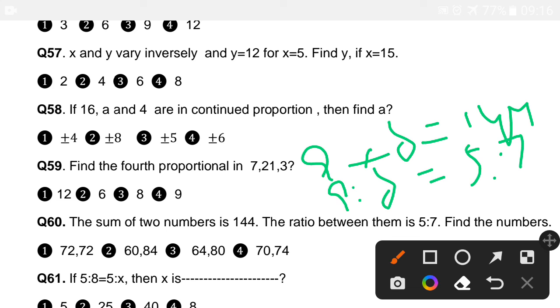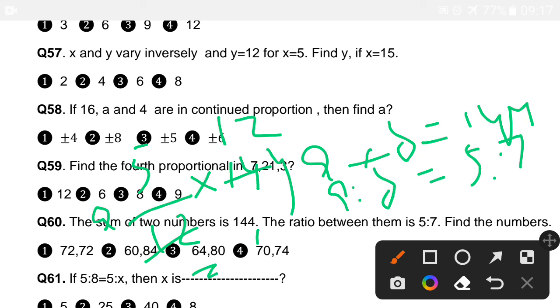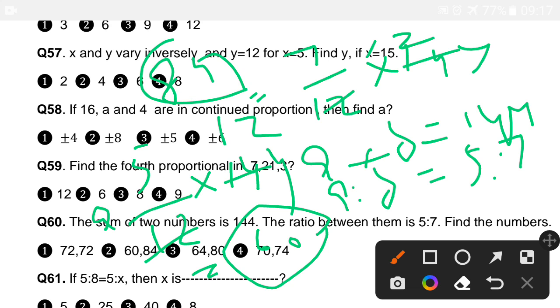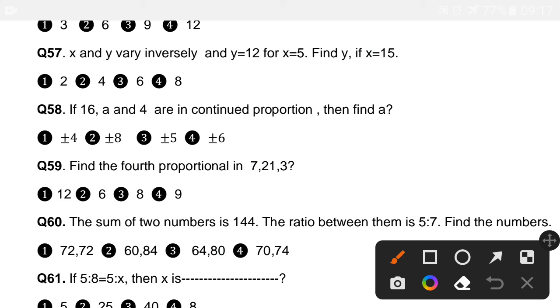So the sum of the ratio is 5 plus 7, which is 12. So the first number will be 5 by 12 into 144. So 12 twelves are 144, so we get 60. So one number is 60, and the other number can be found by 7 by 12 into 144. So 12 sevens are 84. So the required two numbers are 60 and 84.